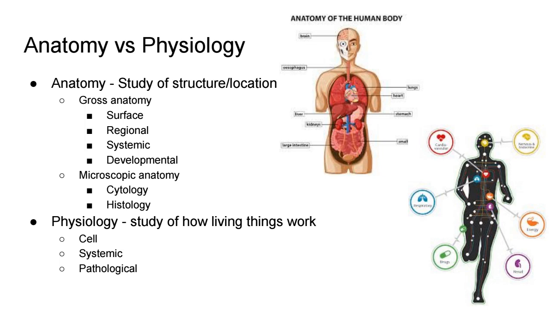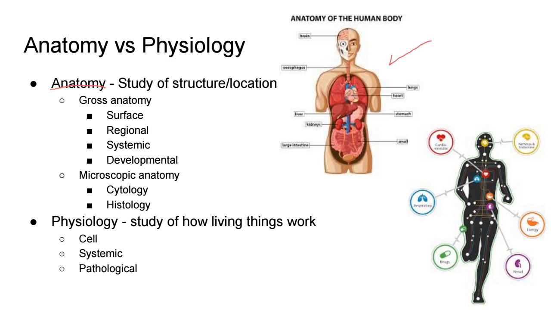Okay, so anatomy versus physiology. What are those two things? Because we're going to be looking at both of these things this year, and we're going to be looking at them at the same time. So we're going to start first with anatomy. Anatomy is our study of structure and location. So it's basically where stuff is.